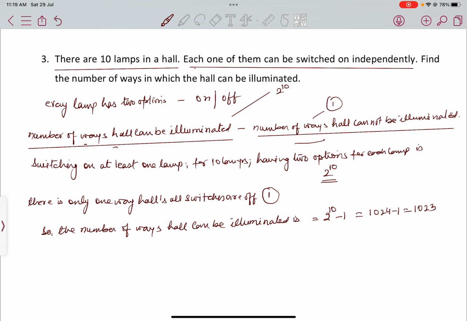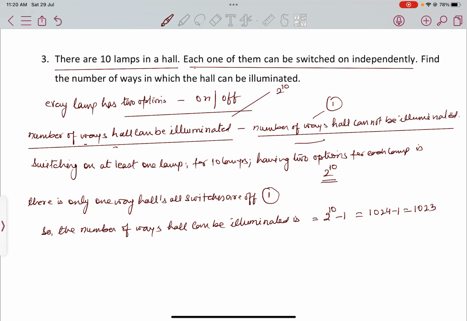Explaining again, please give attention. In a hall there are 10 lamps. If there is a lamp, there must be two options, putting on or off. It is very common sense that when there is a lamp, there are two options: either you make it on, or you make it off. Each one of them can be switched on independently. No two lamps are joined together by any switch, so two lamps are not giving light together. Find the number of ways in which the hall can be illuminated. We noticed that every lamp has two options, on and off, and every lamp is operated independently.